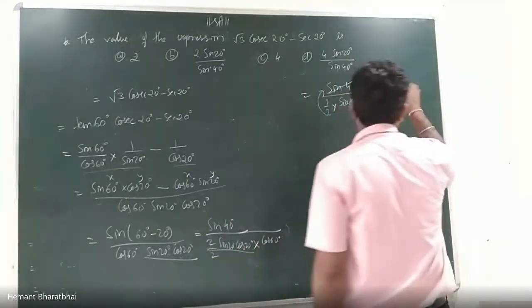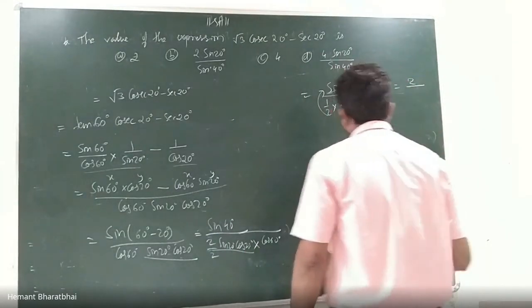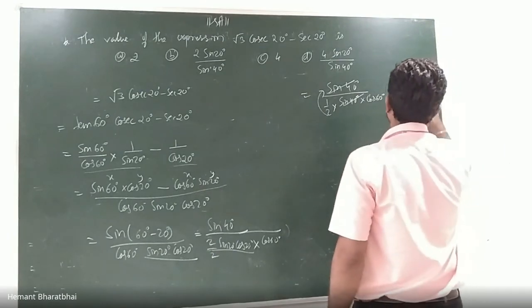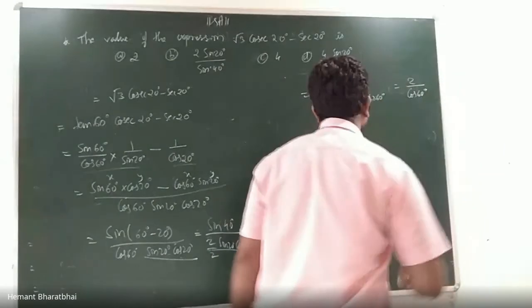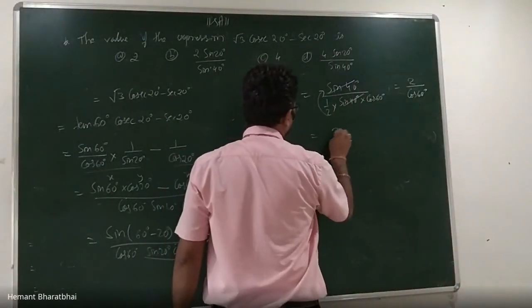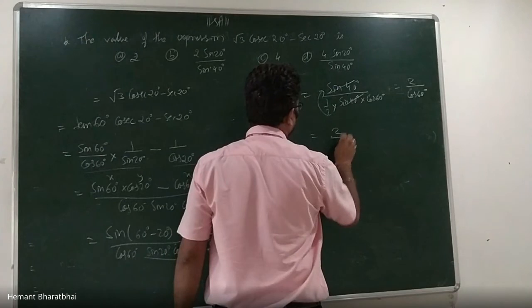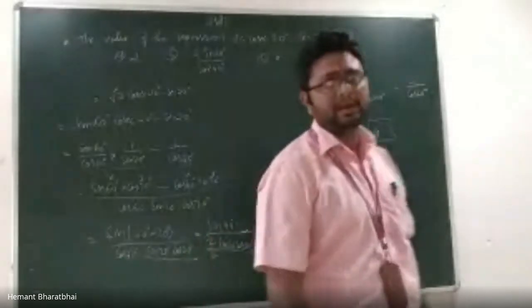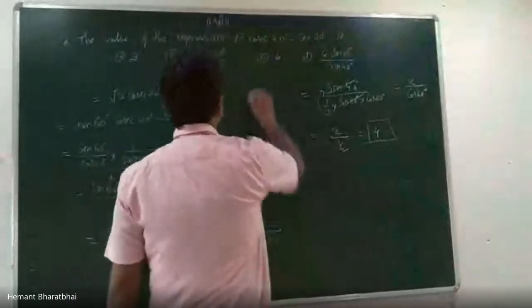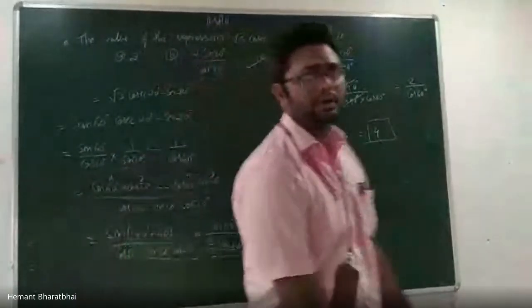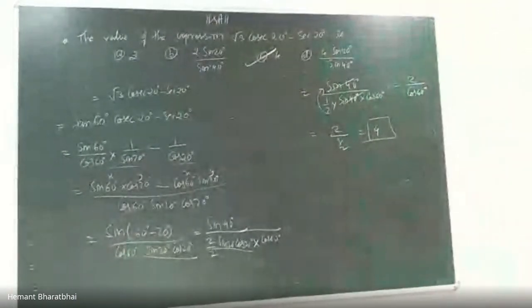This 2 will go up upon cos of 60 degrees. So I get 2 upon cos of 60 degrees. How much is that? 1 by 2. This 2 will go up and it will give me 4. And getting the answer, which is option number C. So option number C is my answer.